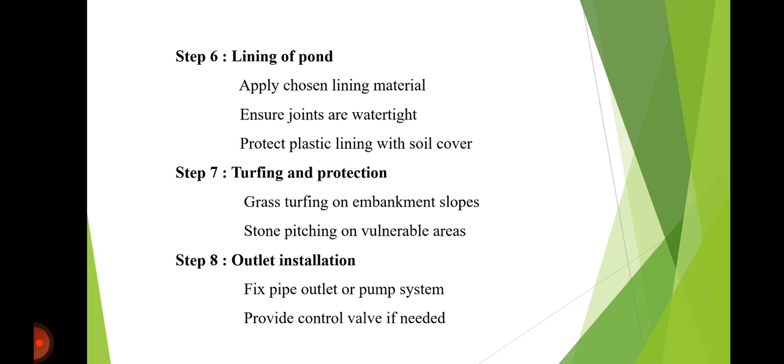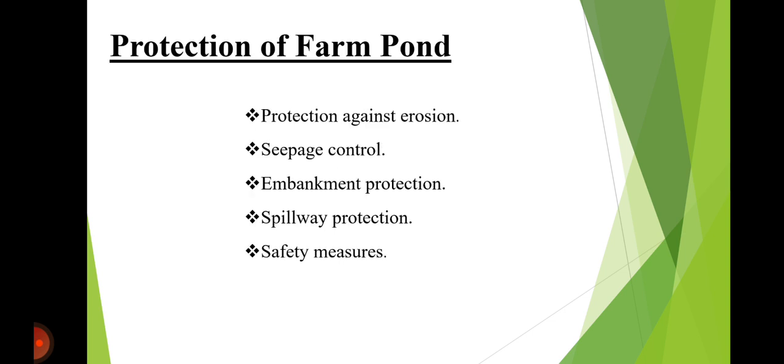So next we move on to the main topic, that is protection of the farm pond. Protection of the farm pond includes protection against erosion, seepage control, embankment protection, spillway protection, and safety measures. Embankment protection: the pond should be protected against erosion caused by rainfall, runoff, and wave action. Some methods for embankment protection are proper compaction of the embankment soil, maintaining recommended side slopes, and periodic inspection and repair of cracks and settlement.